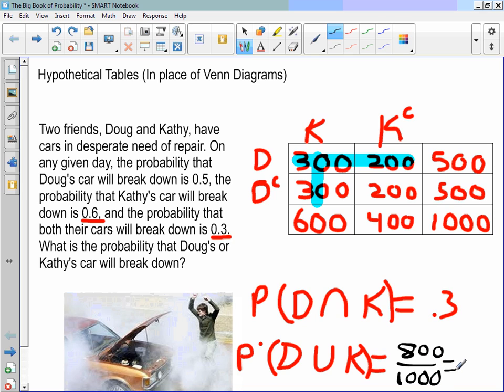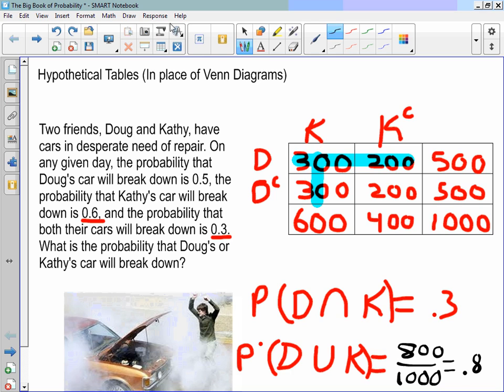So what's the probability that they'll both break down? Or that Doug's or Karen's will break down? 80%. 80% chance that one of them is going to break down the next day. See how it works? It's a hypothetical table. We'll do one more. All right, open up your big book of probability.